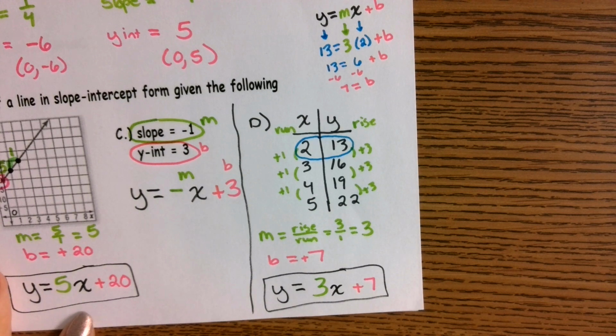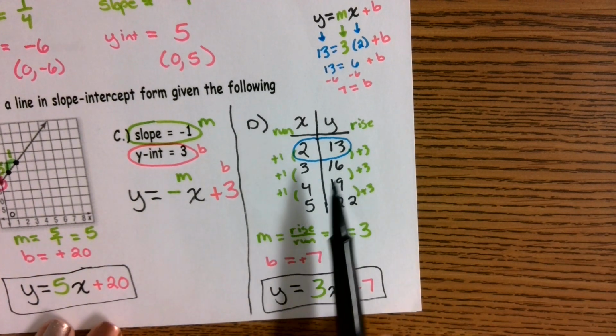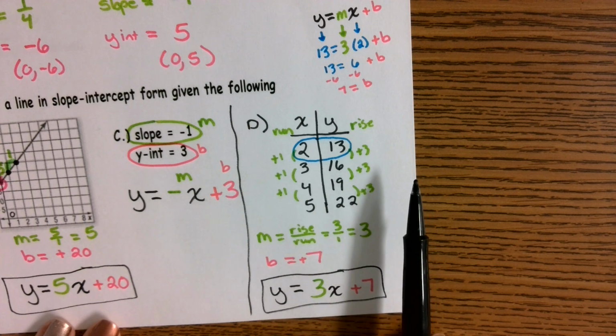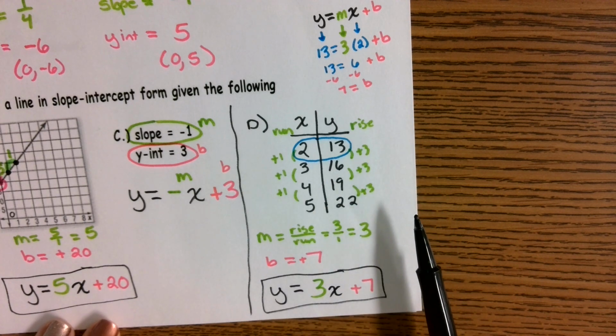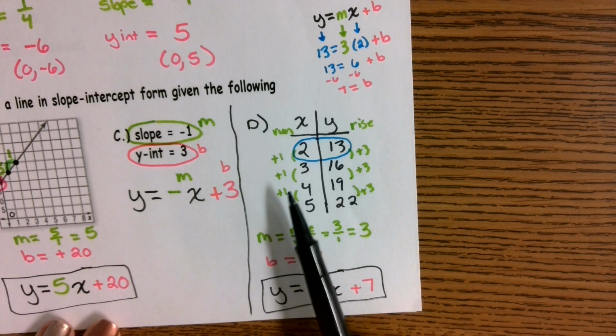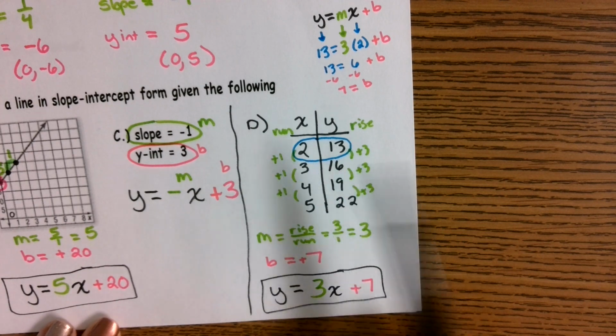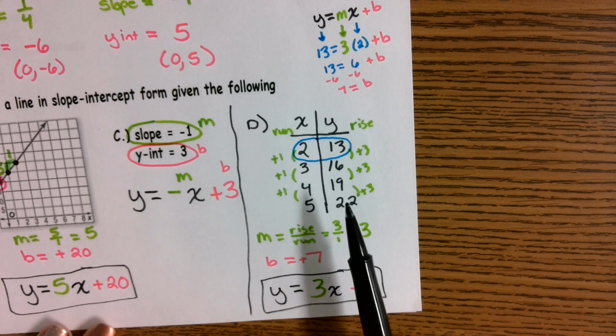Again, let me go back over what we just did. We found slope the same way that we've been working with constant rate of change and tables. You find your rise, which is your change of y, over your run, which is your change of x. You then take your slope and you take one of the points. Does it matter which point I choose?